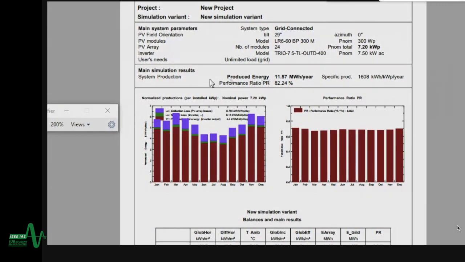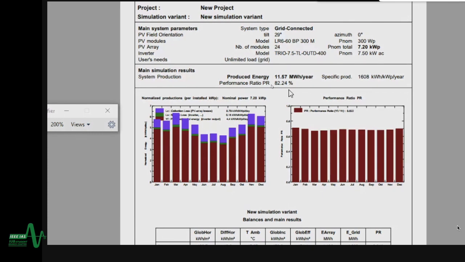Look, here it calculated the main simulation result. The produced energy is 11.57 megawatt hour per year. The specific production per year shows 16.8 kilowatt hour per kilowatt peak per year, and the performance ratio is 82.24%. Now you may ask me the question, what does performance ratio mean? Performance ratio means, let's say you choose all of this system in the standard condition, that means there remain no losses in the whole system.